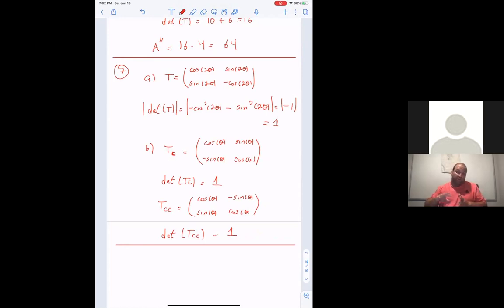Notice that the rotations are 1 and a reflection is negative 1. And there is a reasoning behind that. This is a little advanced, but a rotation you can effect by not removing it from the flat surface, whereas a reflection changes the orientation.